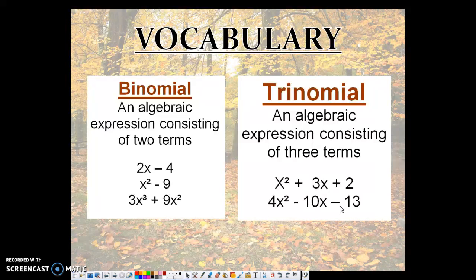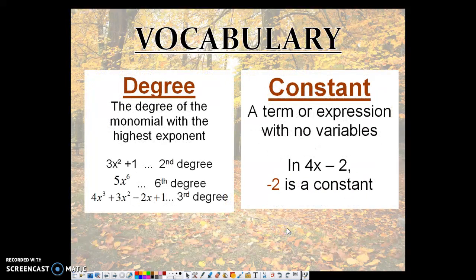Binomial has two terms. Bi means 2, like a bicycle has 2 wheels. So 2x, negative 4, 2 terms. X squared minus 9, 2 terms. 3x to the third plus 9x squared, 2 terms. Trinomials have how many terms do you think? 3, like a tricycle. 1, 2, 3. Okay, trinomial has 3.